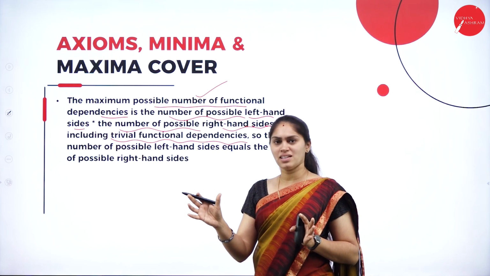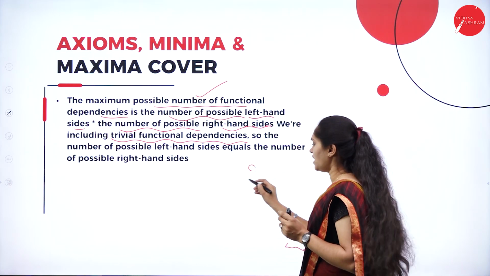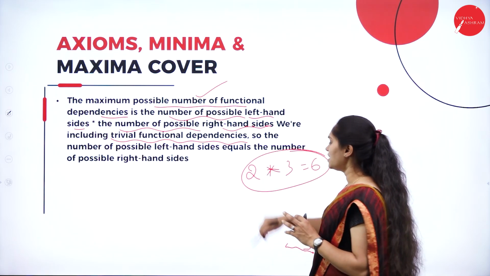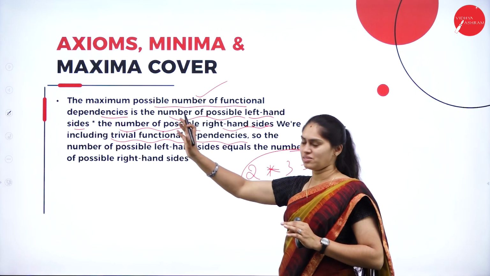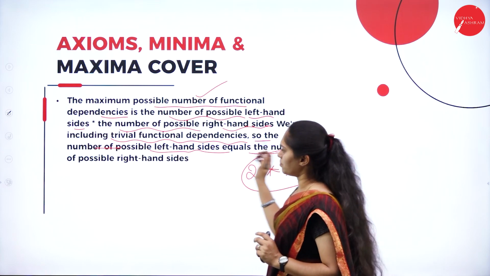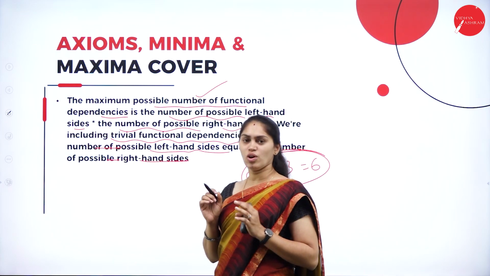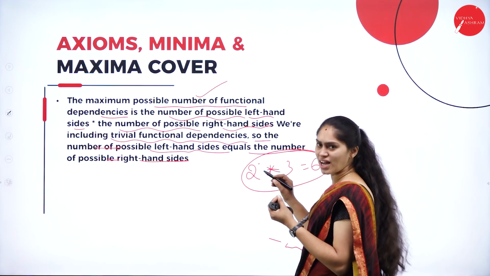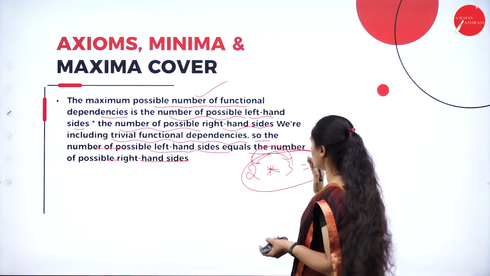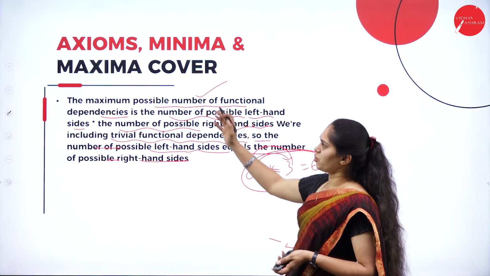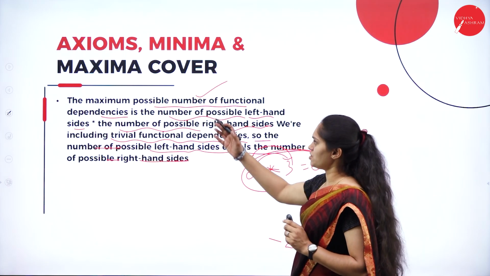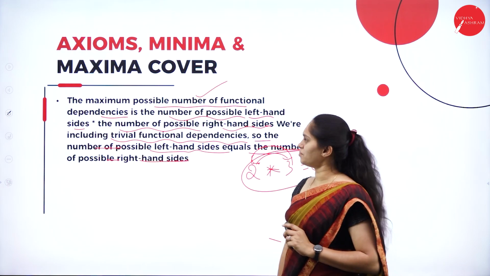So if we have 2 possibilities from left hand to right hand and 3 from right hand to left hand, I can say we have 6 functional dependencies. That is what maximal cover means in functional dependency: the number of possible left hand sides multiplied by the number of possible right hand sides. That is what is specified by the maximal cover. I hope you understood regarding axioms, minimal and maximal cover.